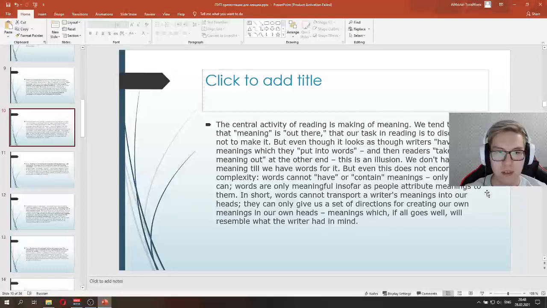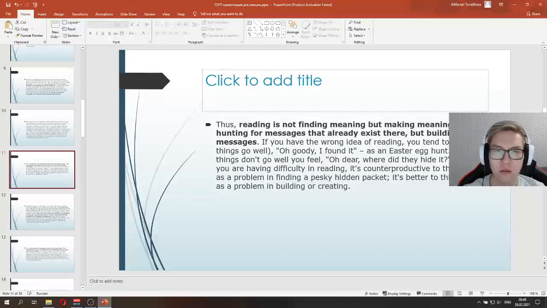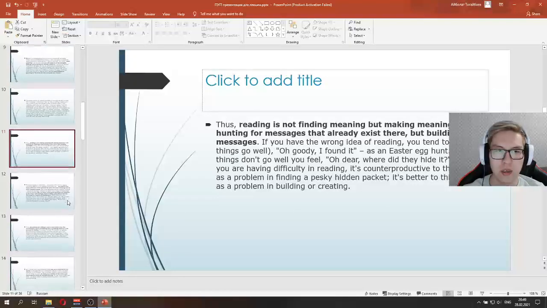Words cannot have or contain meanings, only people can. Words are only meaningful insofar as people attribute meanings to them. In short, words cannot transport a writer's meaning into our heads. They can only give us a set of directions for creating our own meanings in our own heads, meanings which, if all goes well, will resemble what the writer had in mind. Thus, reading is not finding meaning, but making meaning, not hunting for messages that already exist out there, but building messages.